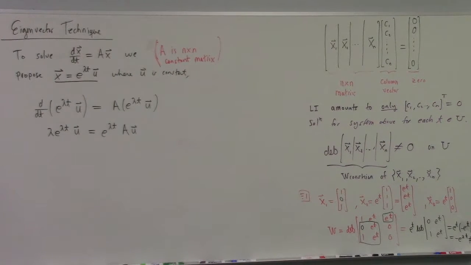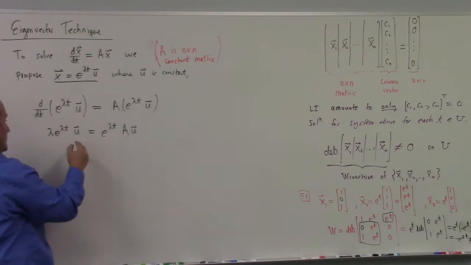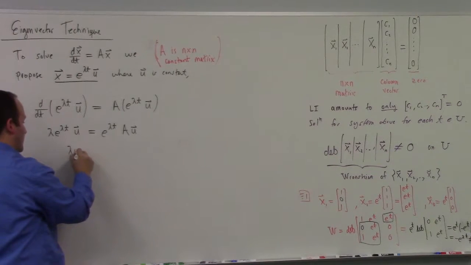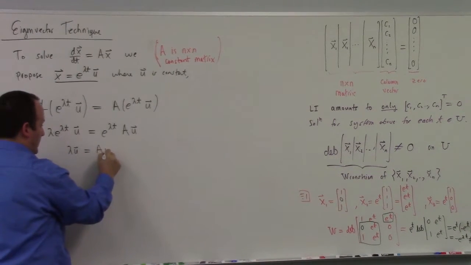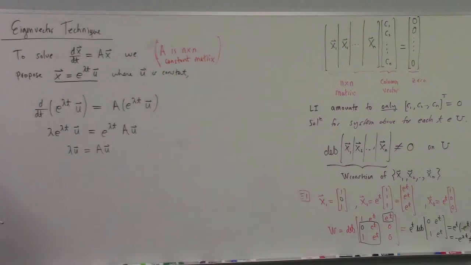So you guys see what happens. E to the lambda t, we've played with this before. We know it's non-zero even when lambda's complex, right? So we can divide by that without loss of generality. And what's that going to give us? Lambda u equals Au.